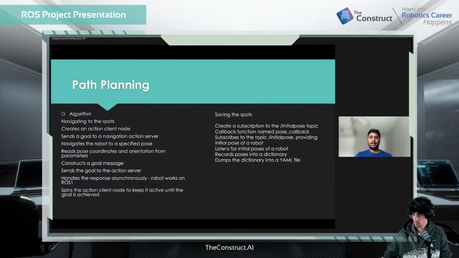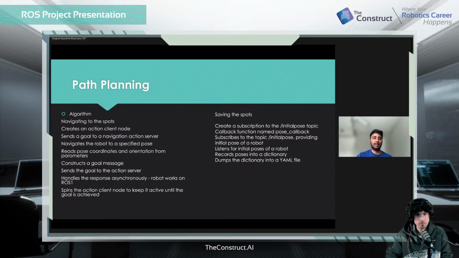I'll just go through the algorithm that I've used for this path planning. To navigate to the spots, which are corner one, corner two, and pedestrian, I created an action client node which sends a goal to a navigation action server. It navigates the robot to a specified pose, and it reads the pose coordinates and orientation from the parameters that I had given it initially. Then it constructs a goal message, sends the goal to the action server, and handles the response asynchronously, because the real robot works on ROS 1 and we are working on ROS 2, and there's a bridge in between.